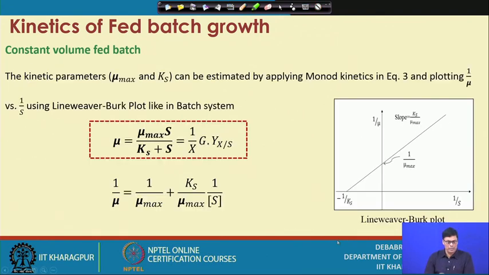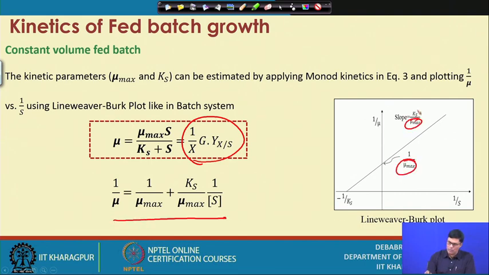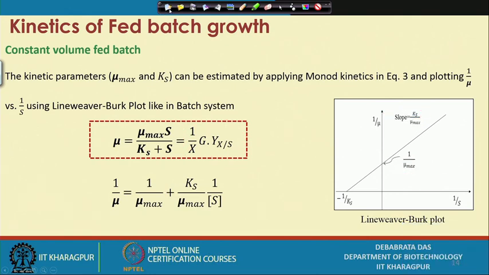Now, when you take the Monod equation here, mu equals mu max S over Ks plus S, this can be equal to 1 by X G into Y_X/S, and we can write again in this form, and from this we can calculate the values of the kinetic constants mu max and Ks.